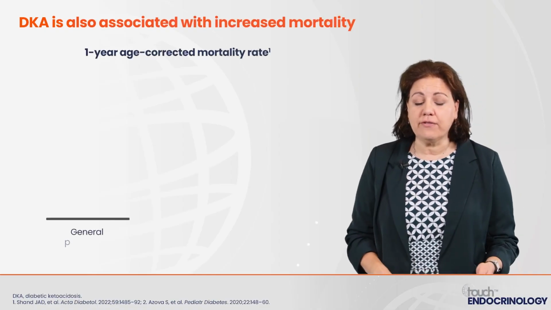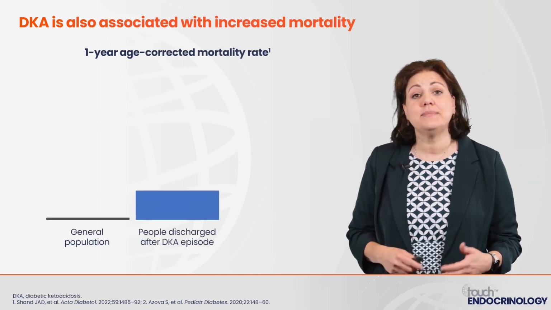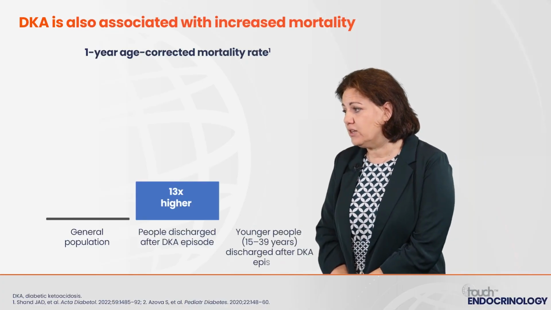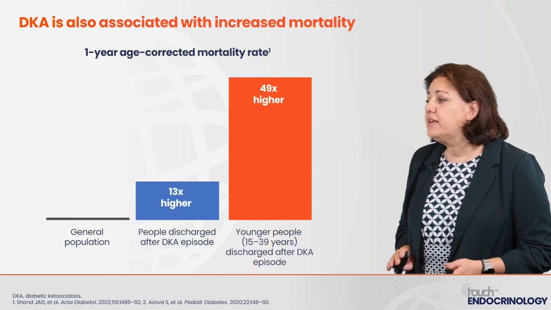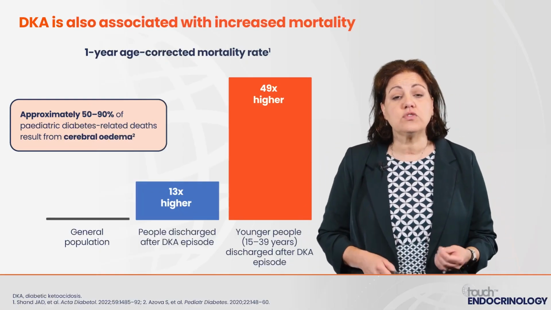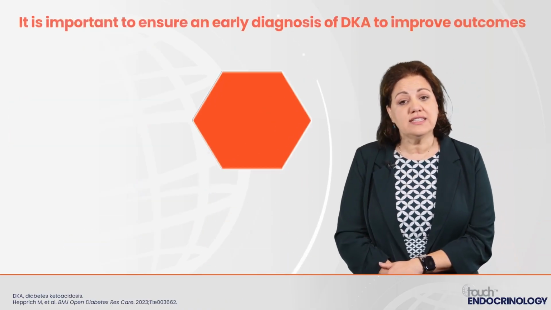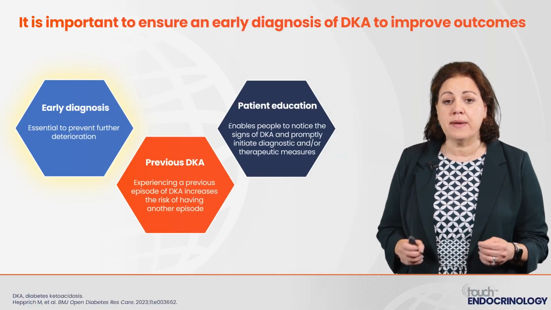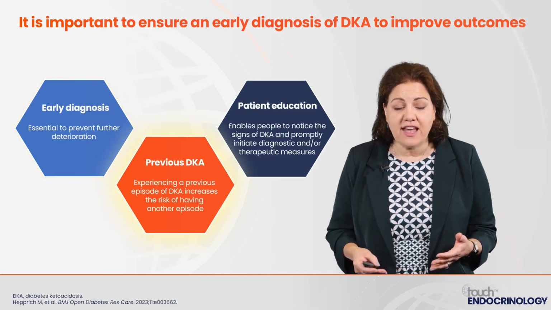For those discharged after a DKA episode, the risk of a 1-year age-corrected mortality is 13 times higher than the general population. When just focusing in on those aged 15 to 39 years, risk of mortality is 49-fold higher than the general population. And approximately 50 to 90% of pediatric diabetes-related deaths are secondary to cerebral edema, which is a complication of diabetic ketoacidosis. One thing is clear: earlier recognition and diagnosis of ketosis is essential to prevent further metabolic deterioration. Again, we should focus on counseling those who have a previous episode of DKA.